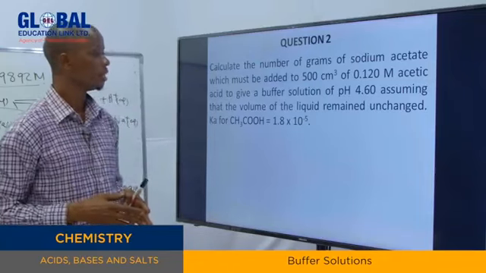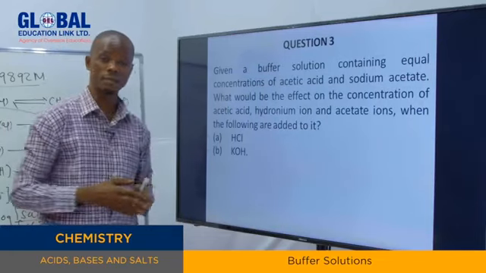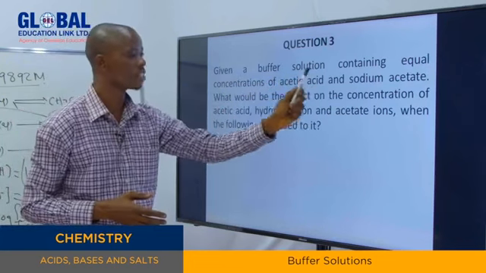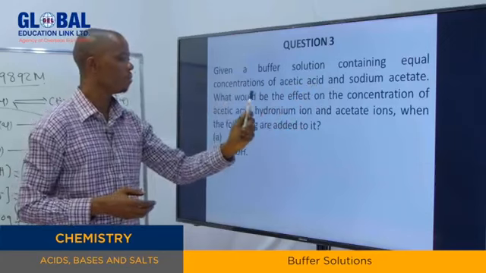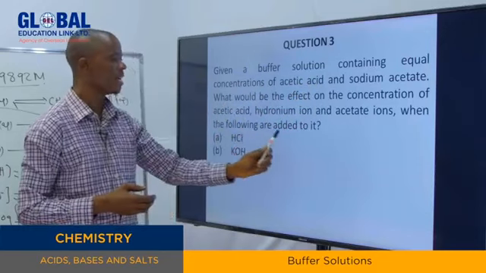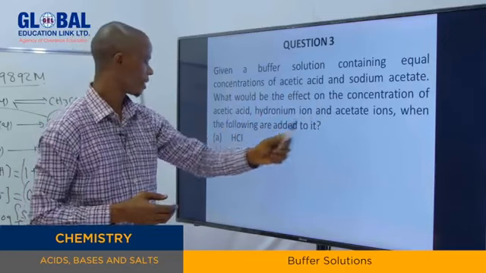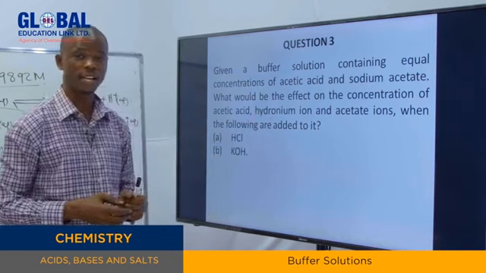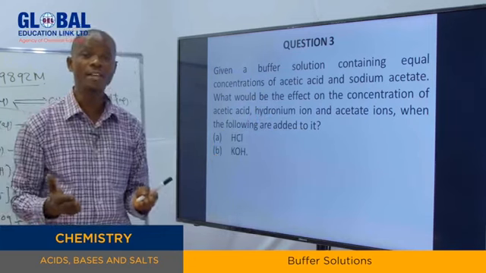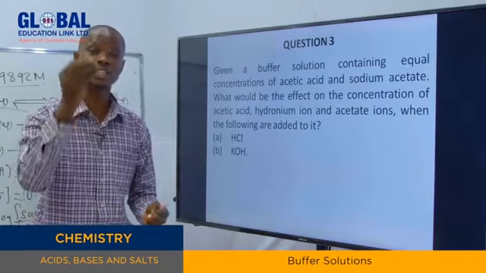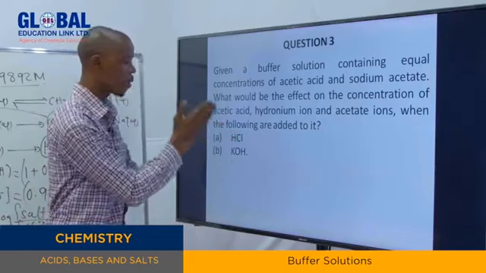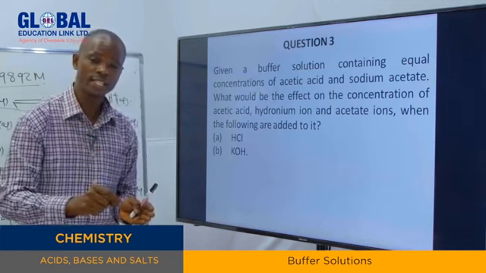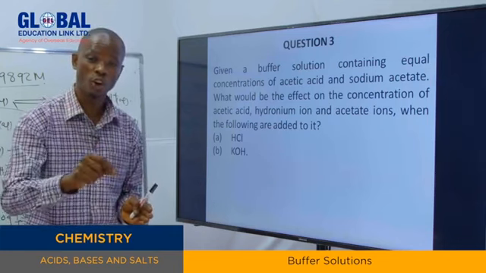Now, let's see question number 3. This is another form in which a question might come. Given a buffer solution containing equal concentrations of acetic acid and sodium acetate, what will be the effect on the concentration of acetic acid, hydronium ion, and acetate ion when the following are added to it: hydrochloric acid and potassium hydroxide. This question is also very simple, because we have discussed the mechanism of the acidic buffer solution. When you add, for example, hydrochloric acid, it will give the hydrogen ion. That hydrogen ion will increase the concentration of it, lowering the pH.